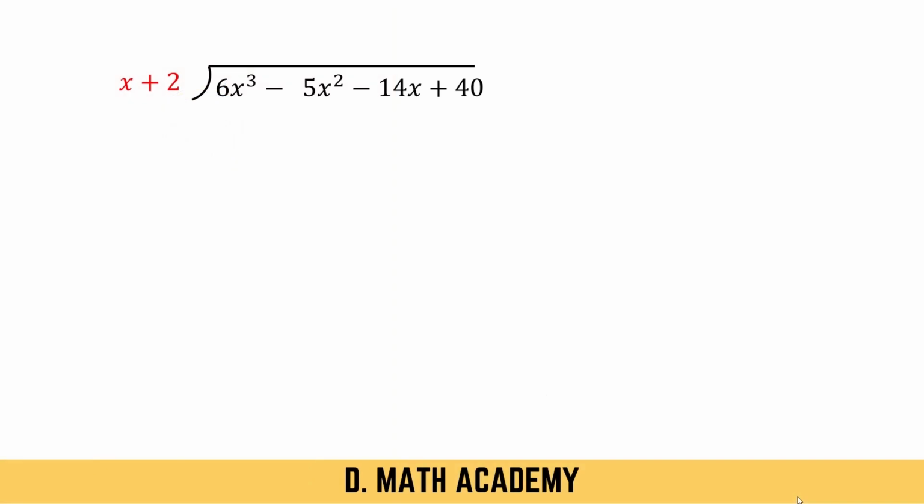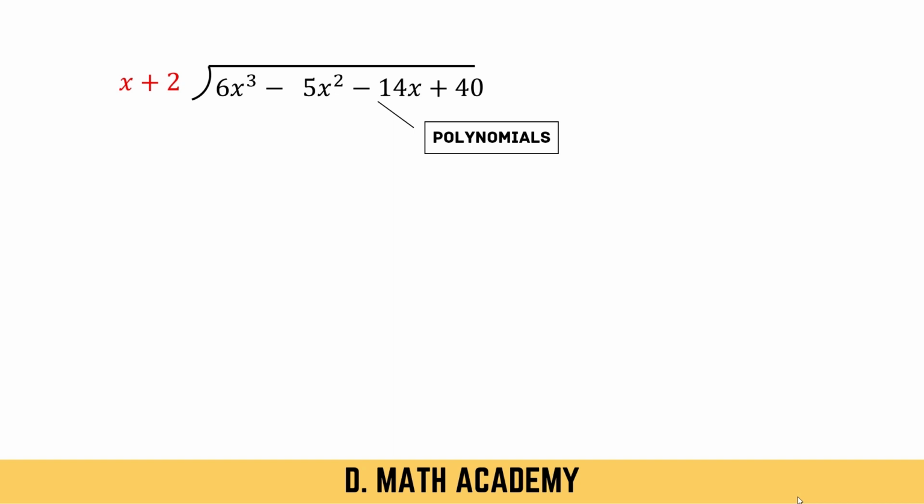Here we have 6x cubed minus 5x squared minus 14x plus 40, being divided by x plus 2. This 6x cubed expression is considered a polynomial. For you to divide them, always remember you are trying to get rid of the numbers at the front. So we are supposed to figure out what to multiply to the x plus 2 in order to cancel off the 6x cubed.